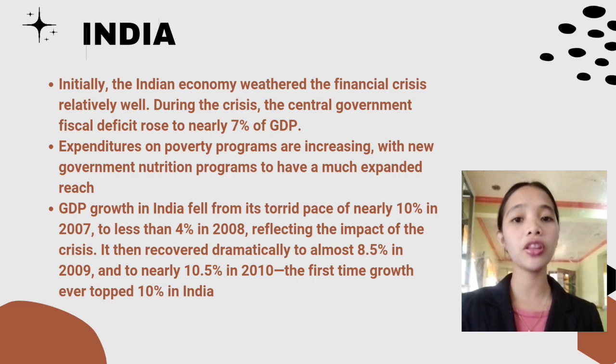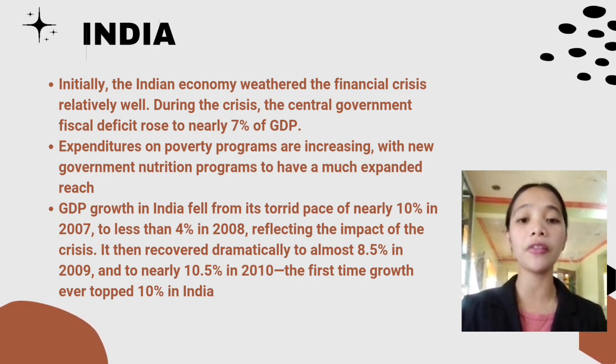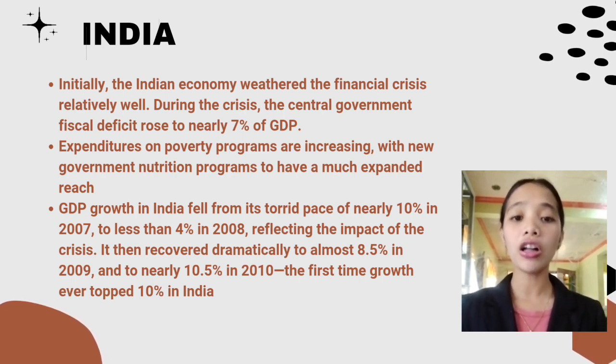On the other hand, expenditures on poverty programs are increasing, with new government nutrition programs to have a much expanded reach. Some commentators found this a very hopeful sign given the continued severity of poverty in general and malnutrition in particular still prevalent in India. The opposition criticized these programs as a political move intended to influence the 2014 general elections.